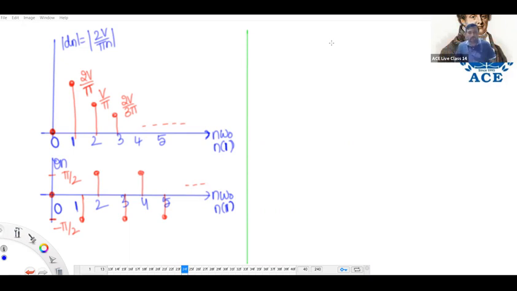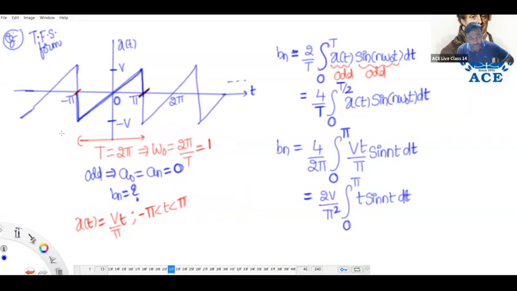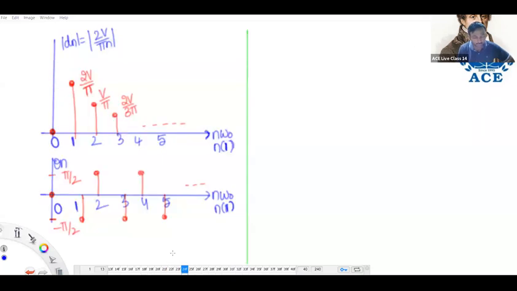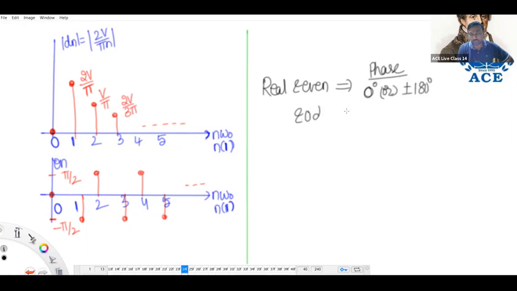Actually, the main point we have to observe in this example is the symmetry of the original function. What is the symmetry of this function? Odd. What are the phase angles we got? Plus or minus 90. Whenever you take a real and even signal, the phase angle is 0 degrees or plus or minus 180. But if you take a real and odd signal, the phase angle is plus or minus 90 degrees.